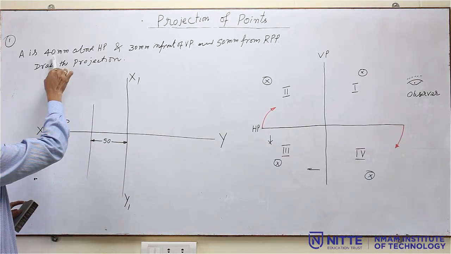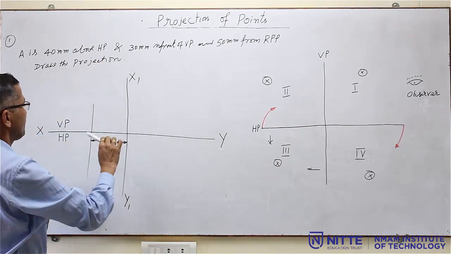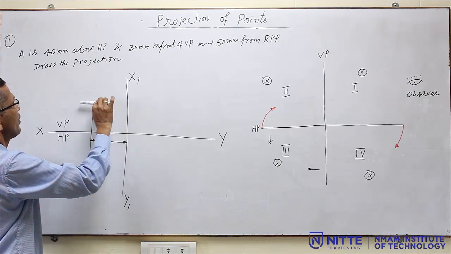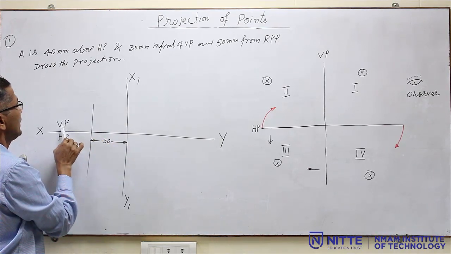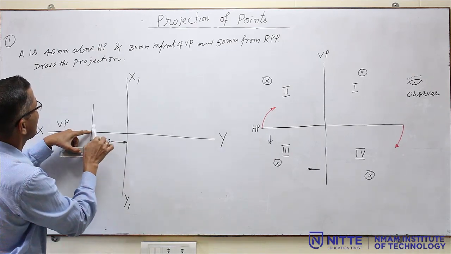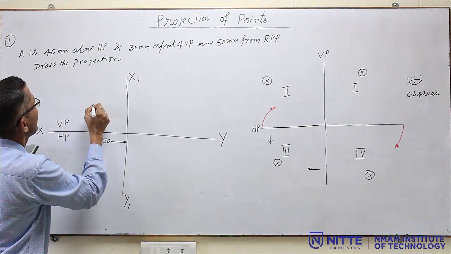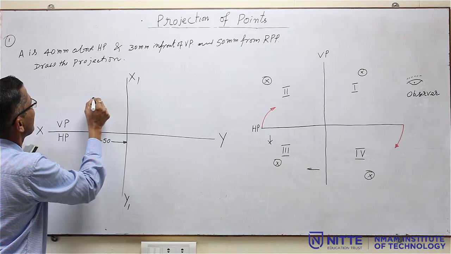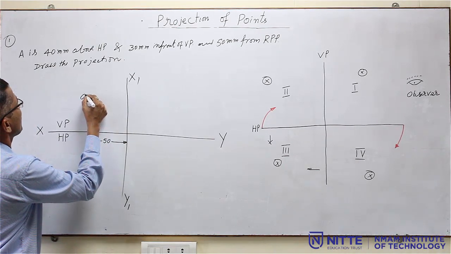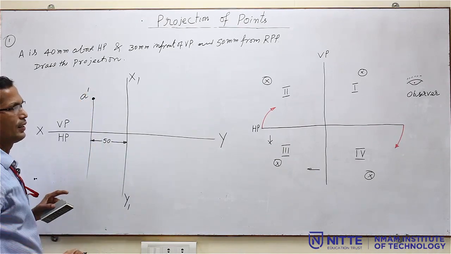The point is 40 mm above HP. From this XY line, this is 40 mm above HP, that means it is available in VP. So, from this point you measure a distance of 40 mm and mark this point. So, this is the front view, we call it as A dash.